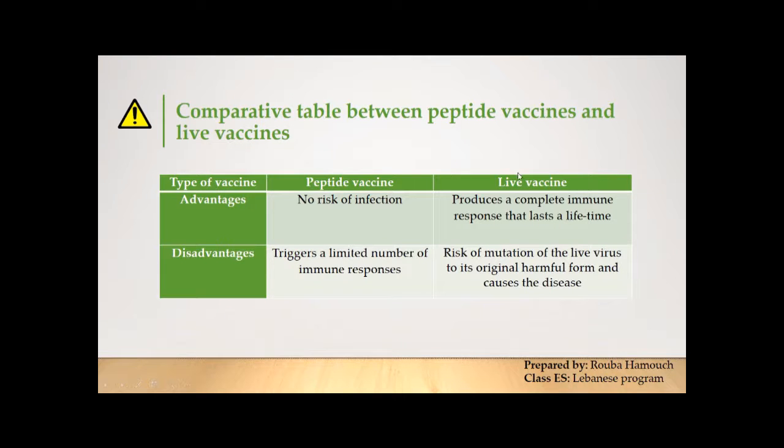Here we have a comparative table between peptide vaccines and live vaccines. For the advantages, the peptide vaccine has no risk of infection. The disadvantages of the peptide vaccine, they trigger a limited number of immune responses. Concerning the advantages of live vaccines, they produce a complete immune response that lasts a lifetime. But for the disadvantages, we have always the risk of mutation of the live virus to its original harmful form, and it can cause the disease.